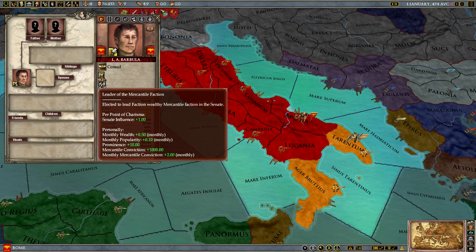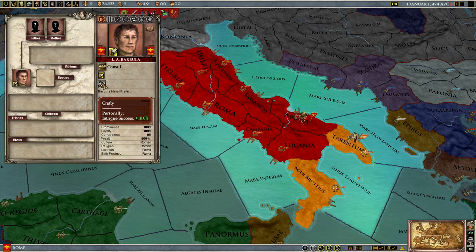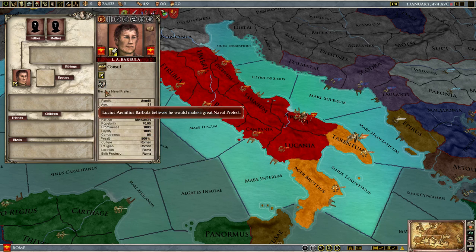You can also see that he is the leader of the mercantile faction, and that he has the crafty trait. And you can also see he's ambitious. He wants to become naval prefect. Now, ambitions, of course, can be fulfilled later. He doesn't have to become the naval prefect now. He's probably pretty content with being the leader.